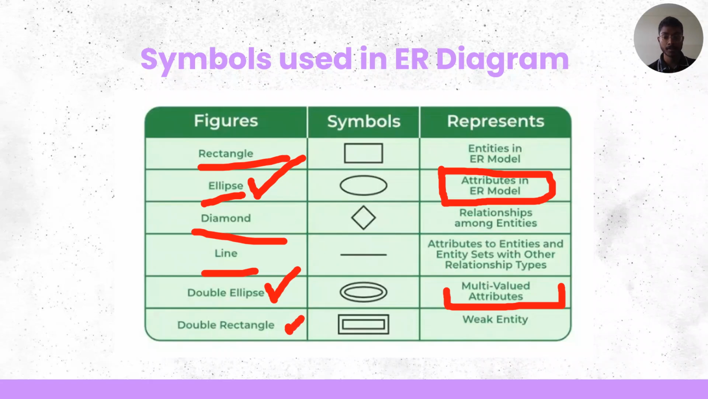Then we have a double rectangle. A double rectangle is used to represent a weak entity. A normal rectangle is used to represent a regular entity, and you use a double rectangle if you want to represent a weak entity.